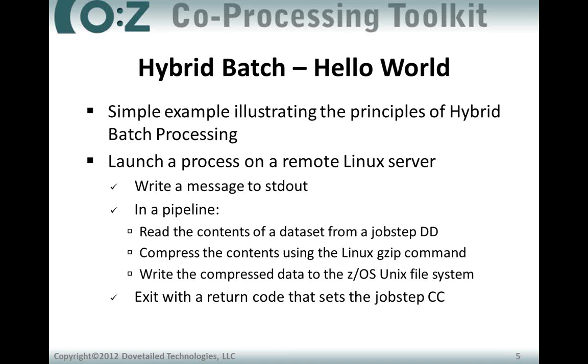Okay, so let's introduce our Hello World example. This is just a simple example that illustrates the principles of hybrid batch processing. What we're going to do in this example is run a program on a remote Linux server which is going to do a couple of things. It's going to write a message to standard out, and then in a pipeline it's going to read the contents of a data set on z/OS, and then using a program on the remote Linux system it's going to compress that data and then turn around and write the compressed data back to z/OS. Finally, the Hello World program is going to exit with a return code that will set the job step condition code. So let's get started.